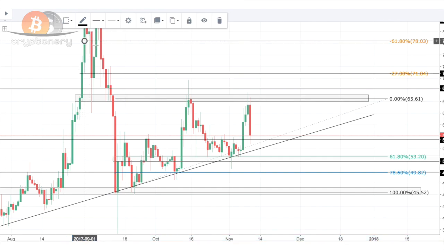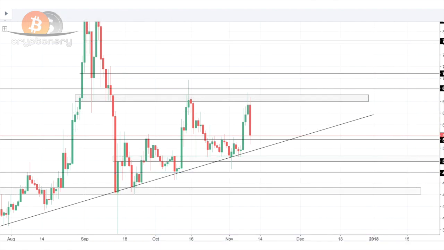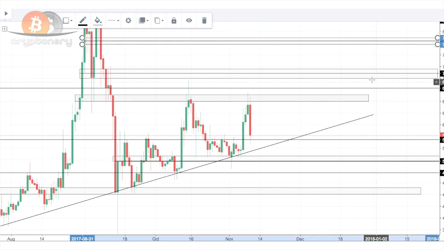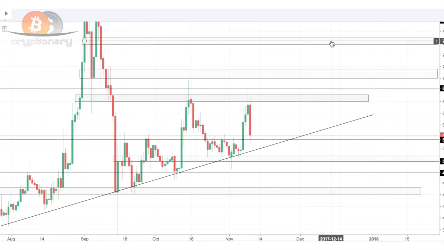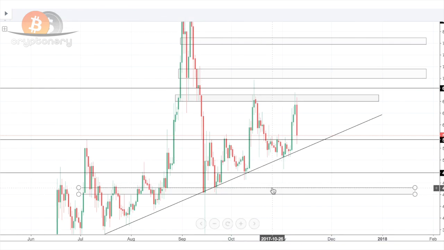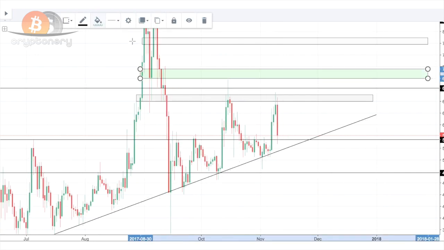This level correlates perfectly with the wick here. I now remove these tools. I grab my horizontal tool and draw a nice zone here. I then draw another zone just here, right in between this level. I remove these. I actually want to remove this level just for the sake of keeping the chart clean and also removing this level here. What we have now is two target zones.